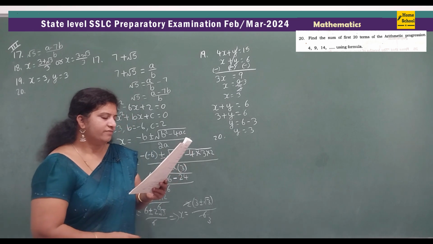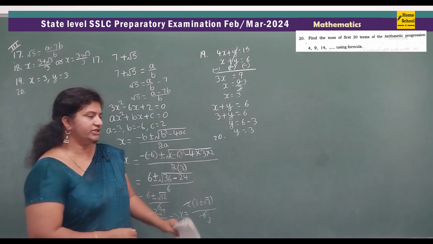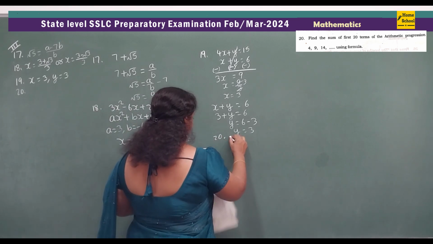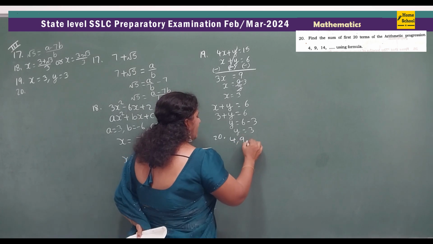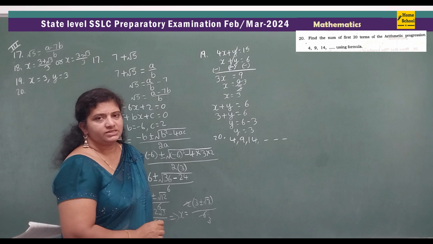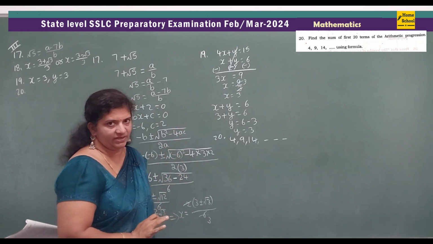20th problem. Find the sum of the first 20 terms of the arithmetic progression. What is that? 4, 9, 14, and so on. Sum of first 20 terms. The progression is this one.